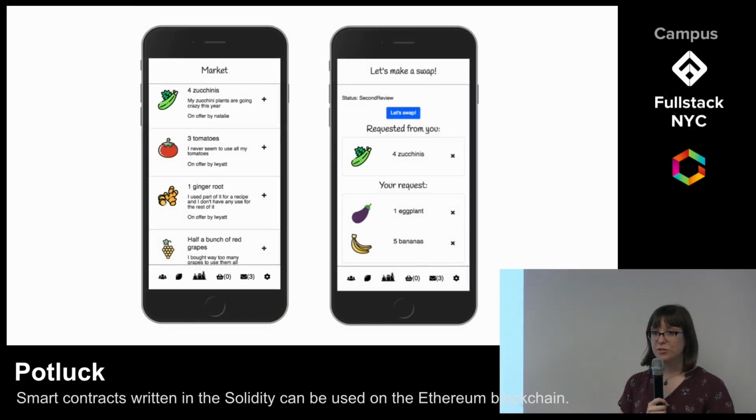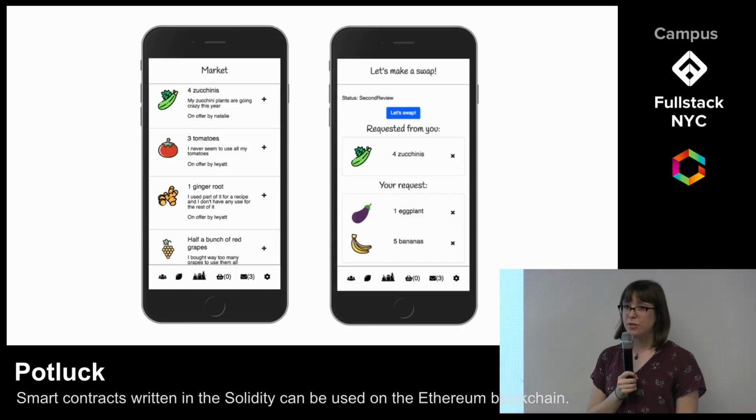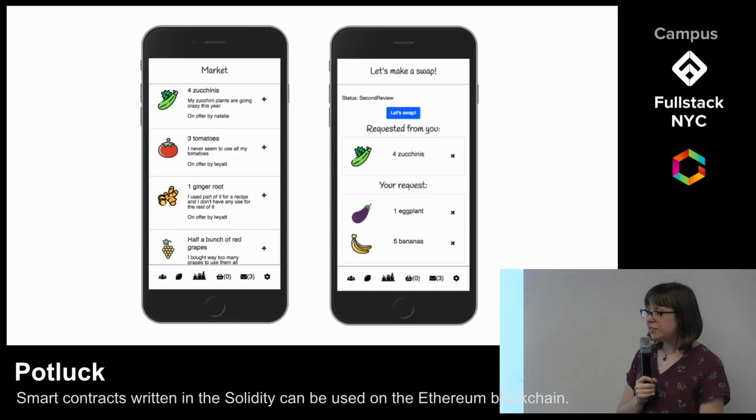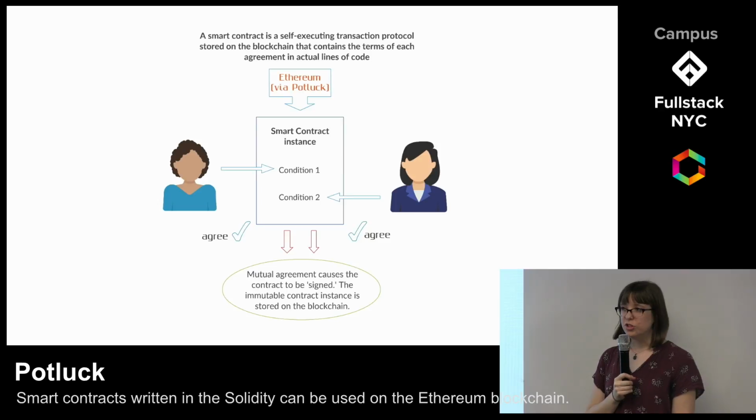We are thrilled to introduce you to our social blockchain app, Potluck. Potluck is designed to redirect food that might otherwise go to waste through personal networks. If you have unwanted food that others might still enjoy, you can use Potluck to trade it with others in your network. To facilitate these exchanges, we wrote smart contracts in Solidity, the language designed to interact with the Ethereum virtual machine.